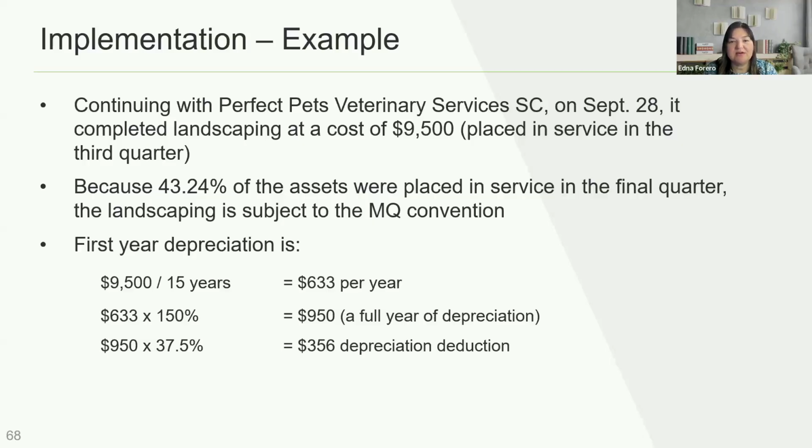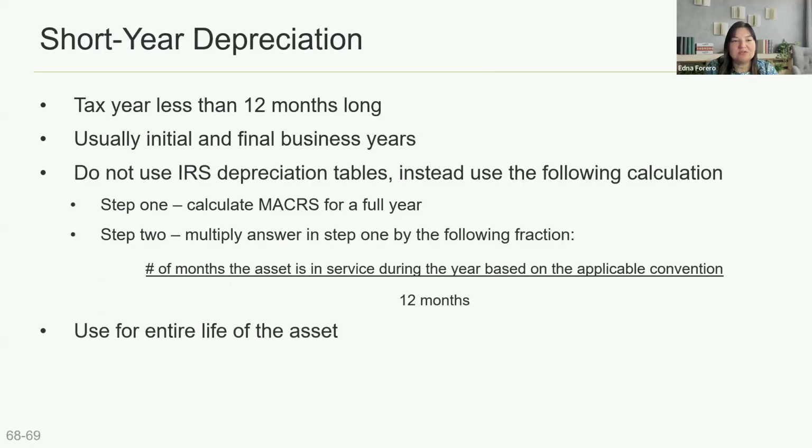All right. Now, we may have some clients who are working with short year depreciation, meaning that they've got a tax year less than 12 months. So it's typically the first initial business return or perhaps the final tax return, their final year of business. So you do not use the depreciation tables, but you use the following calculation instead.